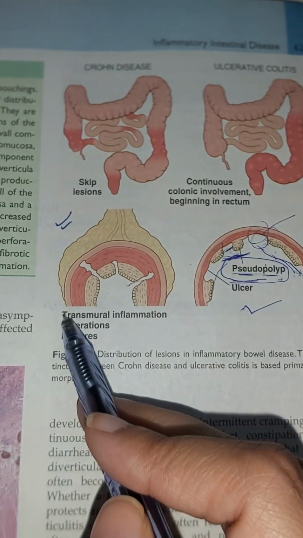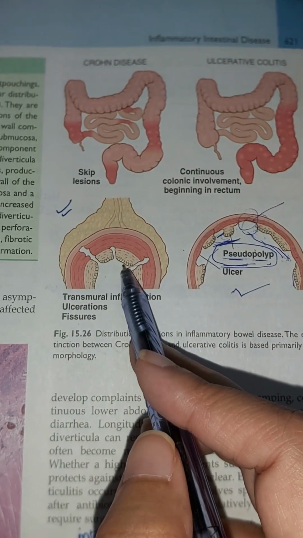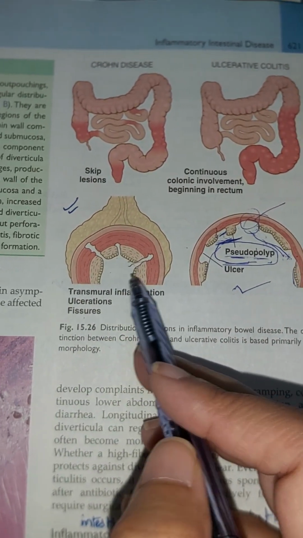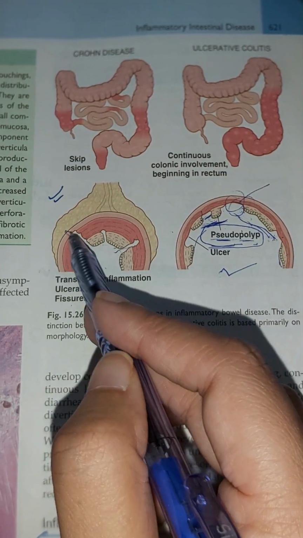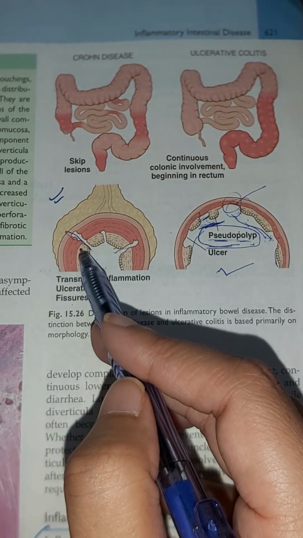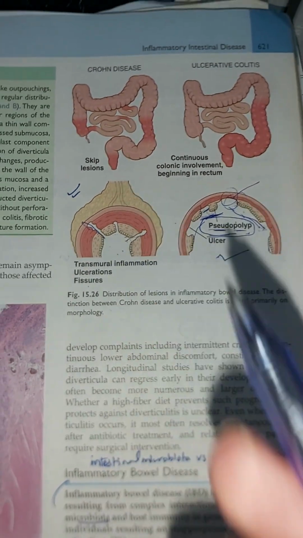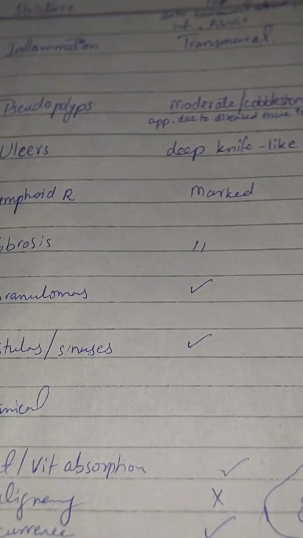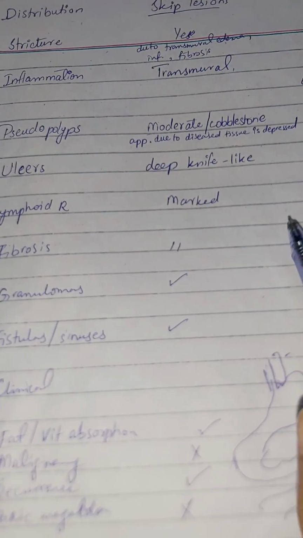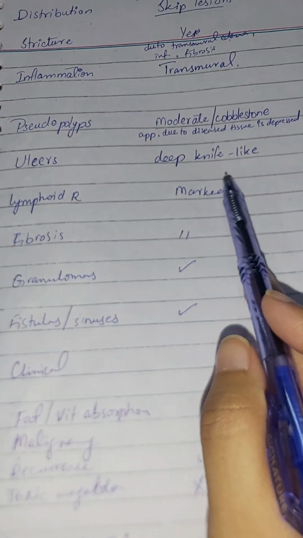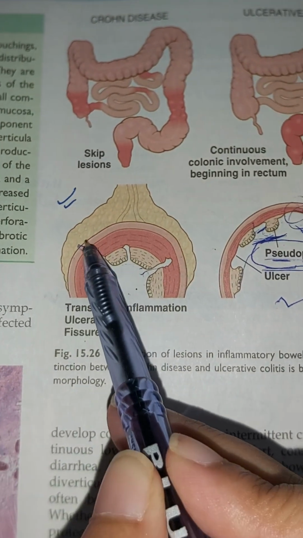But as we can see, this is the picture of Crohn's disease. It is not that prominent. There is transmural inflammation, and these are not termed as polyps. Okay, this is what is meant. After that, the ulcers are deep, knife-like, which means that you can see they are deep knife-like because it is involving all the three layers.